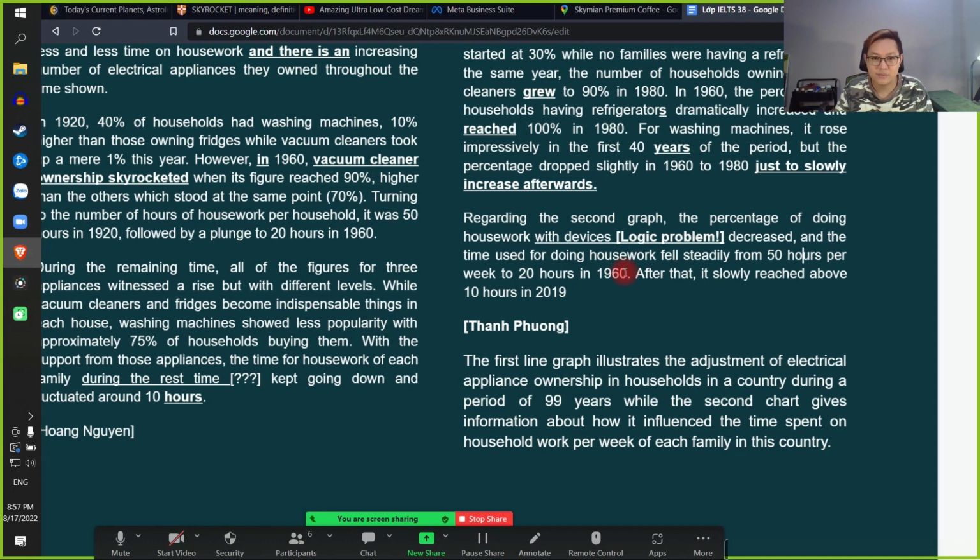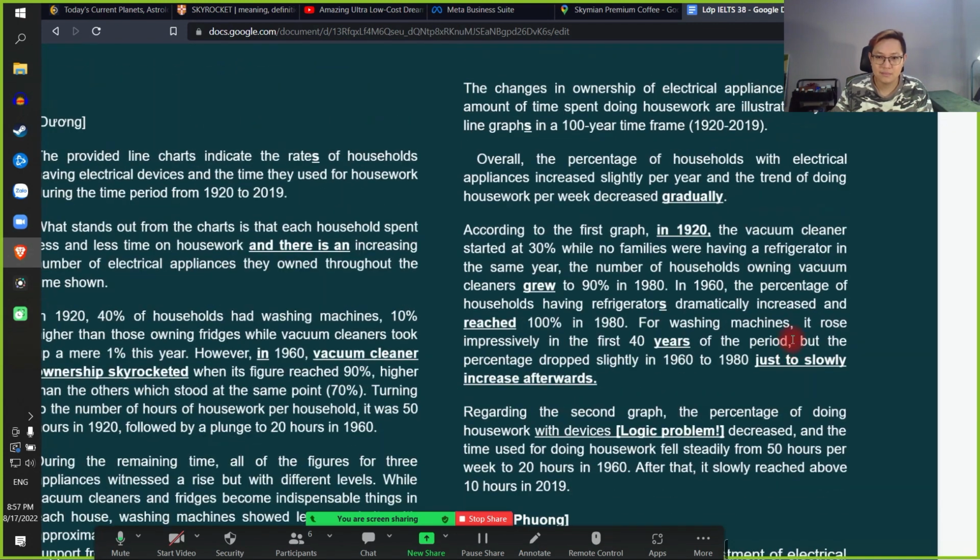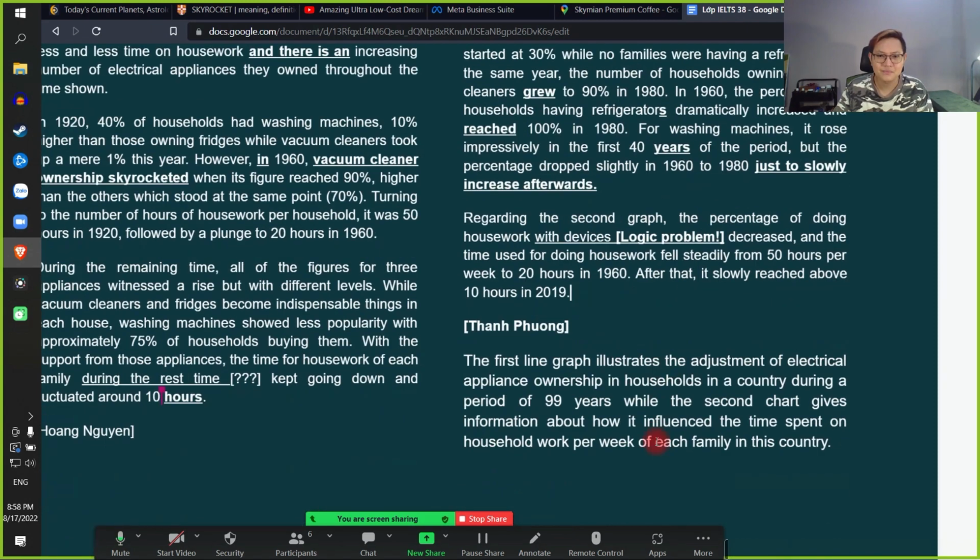Fell steadily from 50 hours per week to 20 hours in 1960. Okay, after that it slowly reached above. Okay, dấu chấm câu không có nè trời. So generally, Nguyên, be careful. You can get to band 5 because of those words you keep missing, you know. Bởi vì cái từ mà nó cứ rớt ra, người ta không hiểu nghĩa, rớt band 5 nha mọi người. But besides that, I think about band 6, khoảng band 6 á.